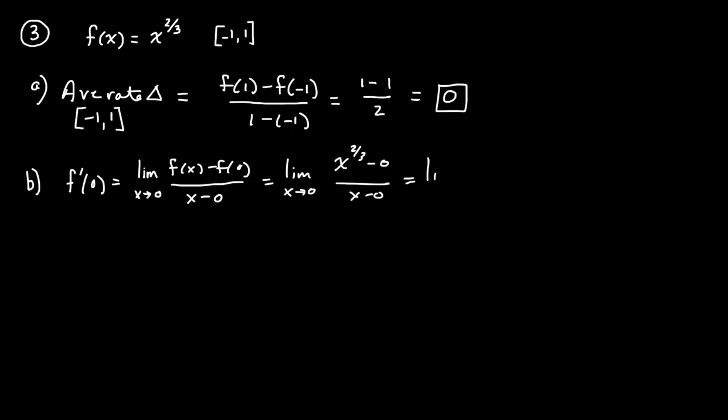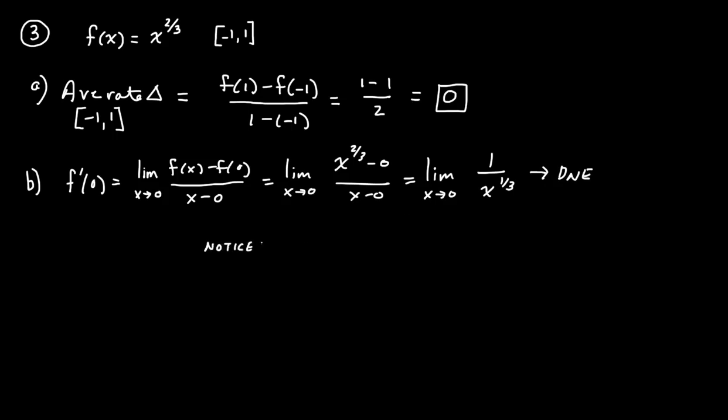Obviously those zeros contribute nothing to both the numerator and denominator. I'm going to simplify x to the 2/3 over x, and that comes out to be 1 over x to the 1/3. As you should see or know, this does not exist. So we know it doesn't have a derivative, but I would like you to notice some detail in helping us classify here.